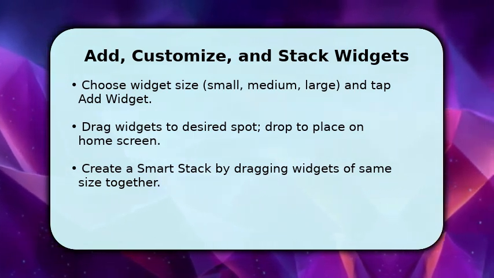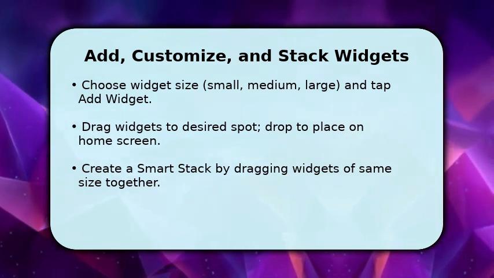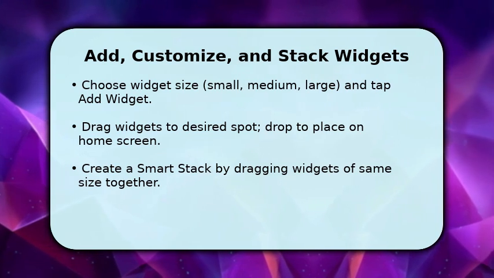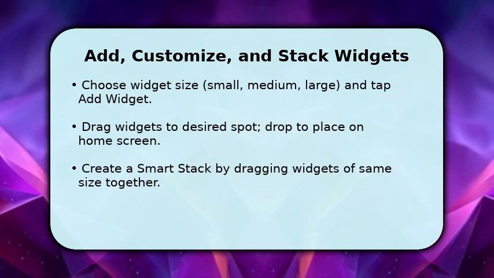To save space, drag one widget onto another of the same size to create a smart stack. Once stacked, swipe or use Edit Stack to reorder or set Smart Rotate. Make sure to tap Done when you're happy with placement.